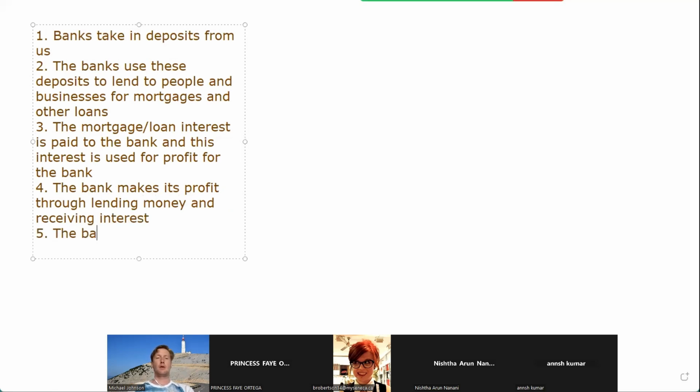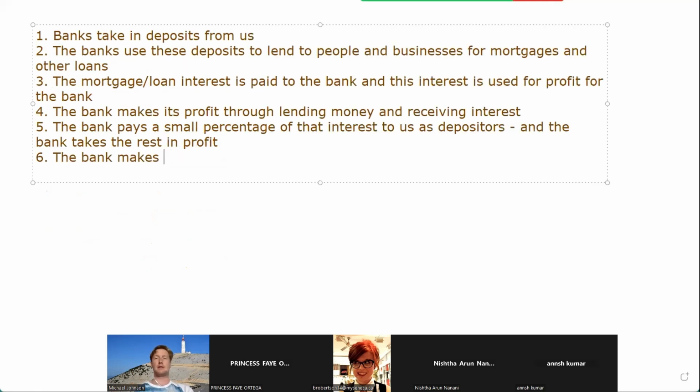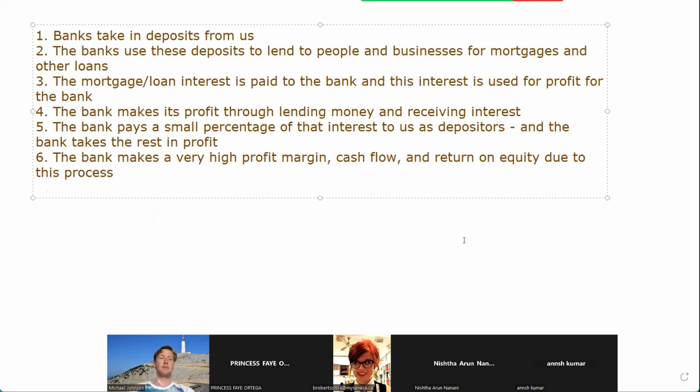And then the bank pays a small percentage of that interest to us as depositors, and the bank takes the rest in profit. So it's a pretty good deal. They have a pretty good deal here. The bank makes a very high profit margin and return on equity. Profit margin, cash flow, and return on equity due to this process. So that's how the banking system works.